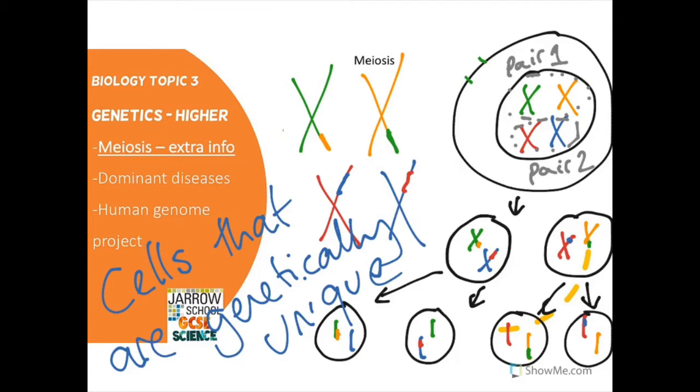And this is completely different to mitosis, which makes cells that are all exactly the same. So when we were made in the zygote and we grew, all of our cells have exactly the same DNA in. That's because mitosis creates cells that are genetically identical.